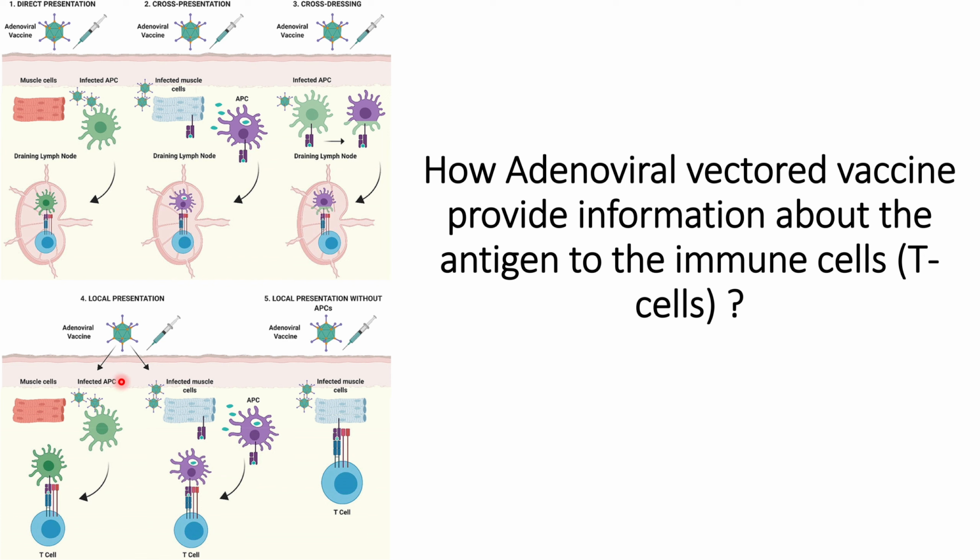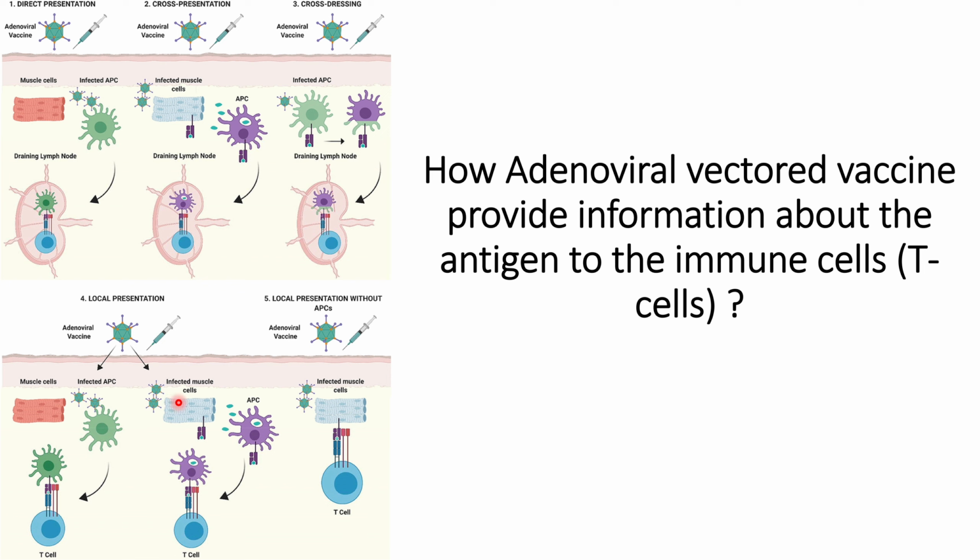The next one is this local presentation. In this case, the antigen presenting cells work similarly to direct presentation. The only difference is that the antigen presenting cells do not have to move to the draining lymph node. They can directly provide information to the T cells at the site of infection, where the T cells are present. So the antigen presenting cells that are infected with this adeno-associated virus provide information to the T cells at the site of infection through the major histocompatibility complex.